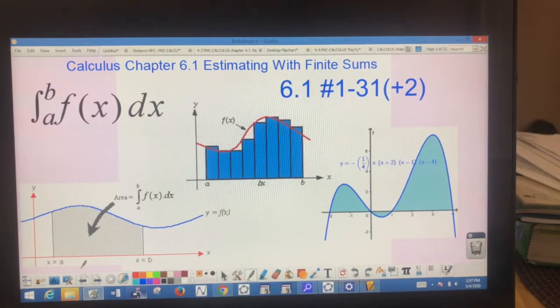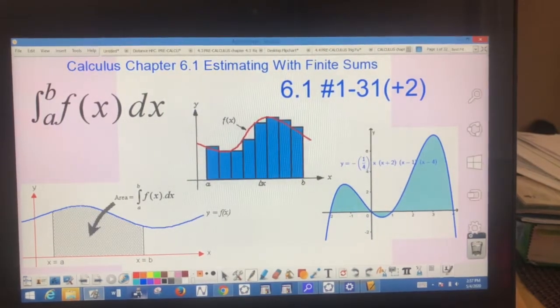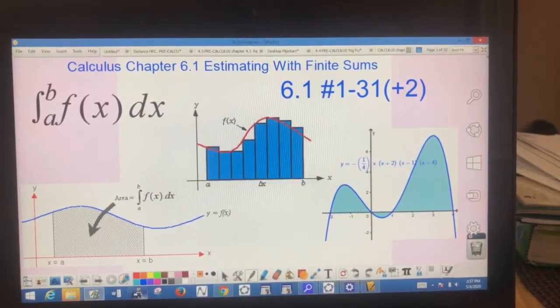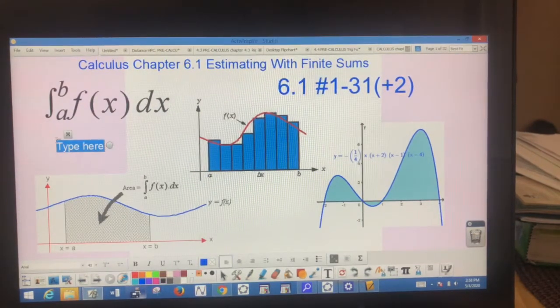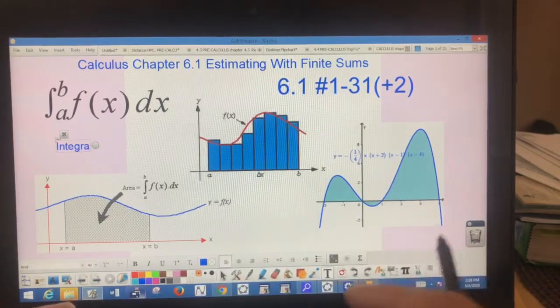All right, it's gonna be your area under the curve for 6.1, but it actually will lead you into this integration sign, okay? The one you see on the side here is called the integration sign or integral. So let me spell that out for you, integral.